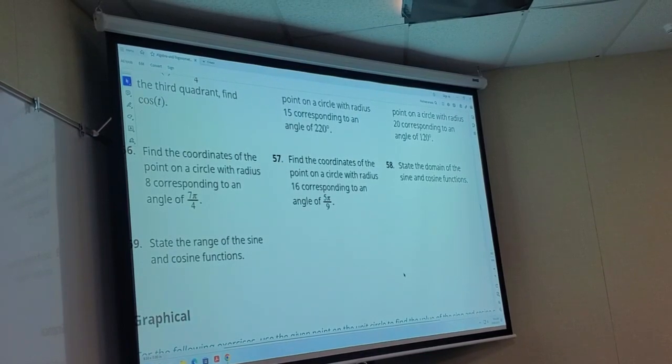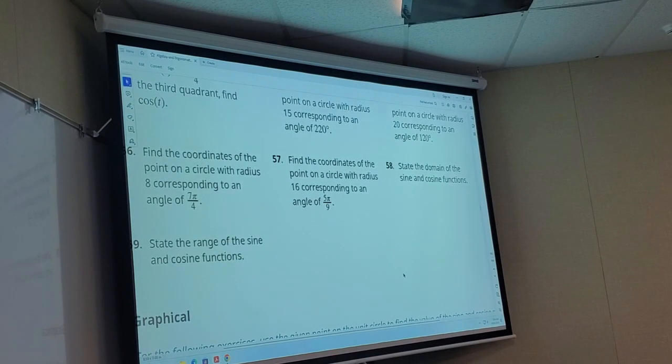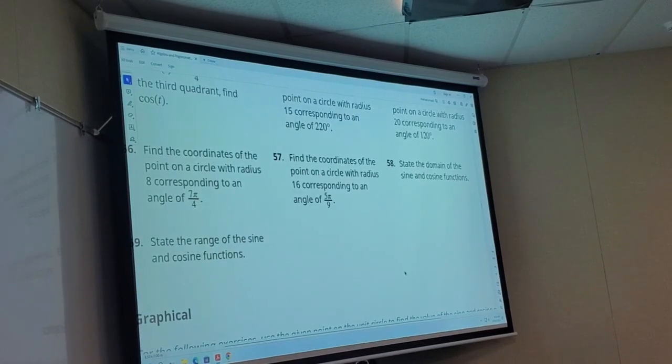It's got a radius of 16. Where does that go in my triangle? 16 right there, right? Isn't that the radius? No. X is x. Y is y. This is r. Yes? The hypotenuse is the radius. I like it. It's got an angle of 5 pi over 9.